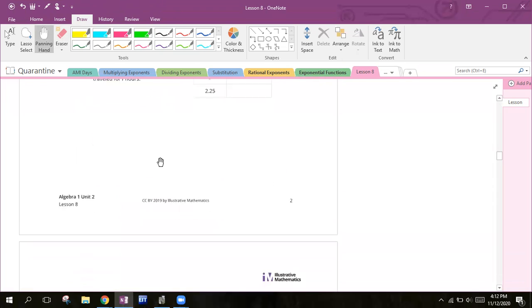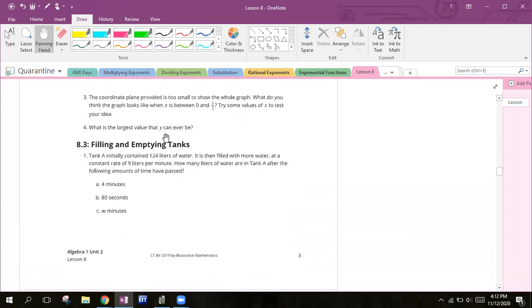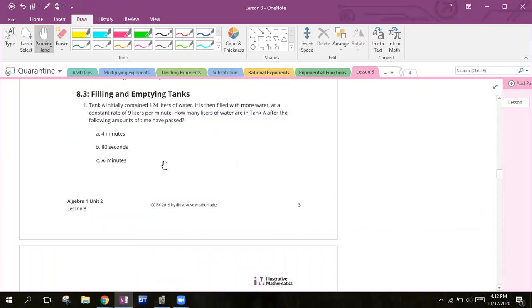That's not the correct part of the question. Okay, 8.3. So it says a tank, or we're marking out part B, we're not doing that.